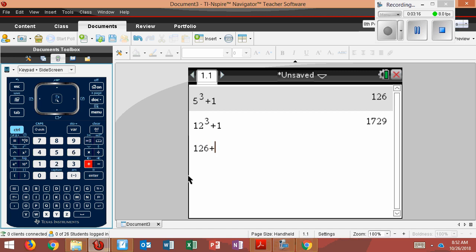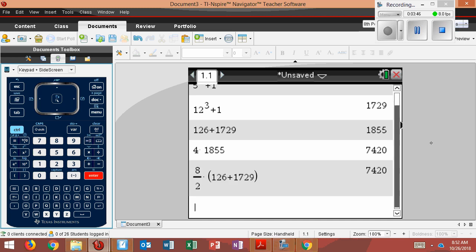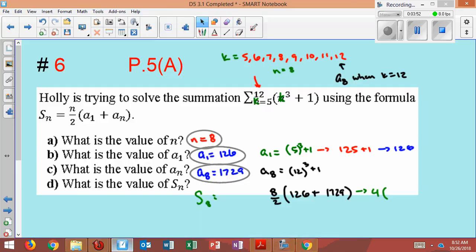126 plus 1729 equals 1855, and we need to multiply this times 4. And we get the answer 7,420. And I guess I could have just written it. It would have been easier if I had just written from the start, just the 8 over 2 times 126 plus 1729. That would have been the easiest way of getting the right answer. So that's how we would get our values here. This would be 7,420.